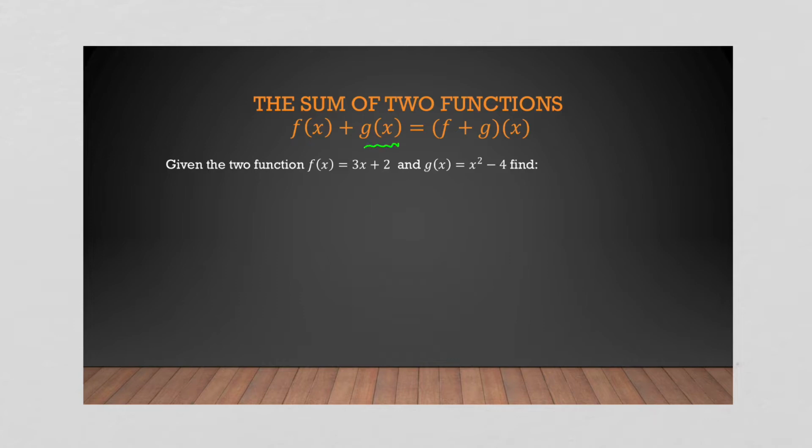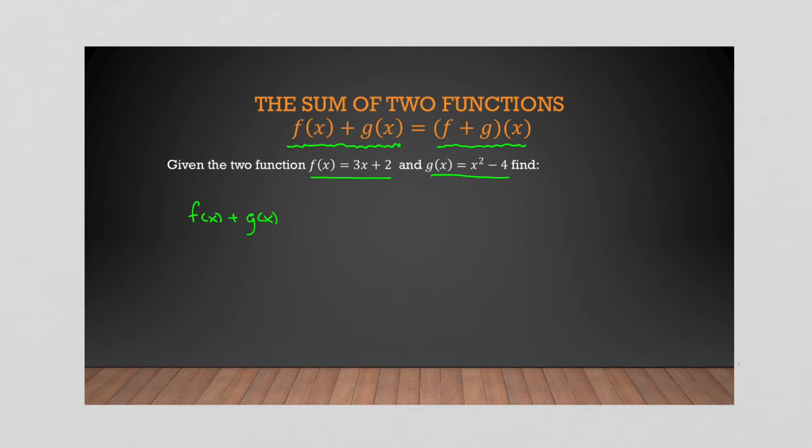Now, the notation is important because if you have a function f of x and you're adding a function g of x, you can write it as the addition of f and g of x. So what does this look like? Well, here you have f of x is 3x plus 2 and g of x is x squared minus 4. So if you're adding those two functions together, you are literally just adding those two functions together.